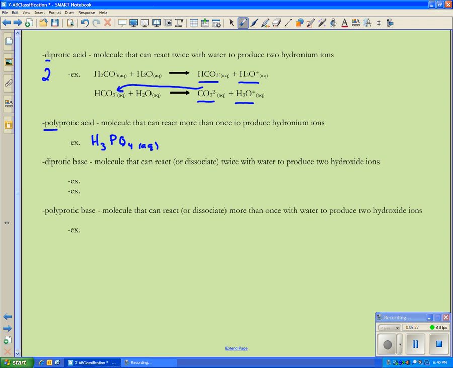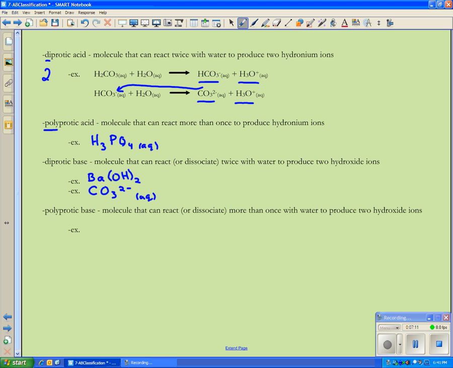For bases, we can use the same type of example, except this time we want to produce hydroxide ions. So a diprotic base is a molecule that can react or dissociate twice with water to produce hydroxide ions. An ionic compound that's diprotic is barium hydroxide, because the barium ion, which is 2+, would have two hydroxide ions with it. So both of those hydroxides would come off when it dissociates. Another example that's not an ionic compound would be the carbonate ion, CO3 2-. And you would find this in the second last column of your acid-base table on pages 8 and 9.